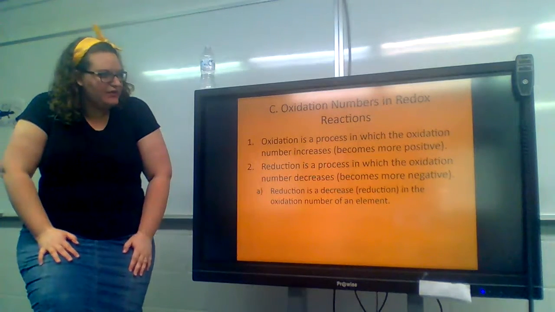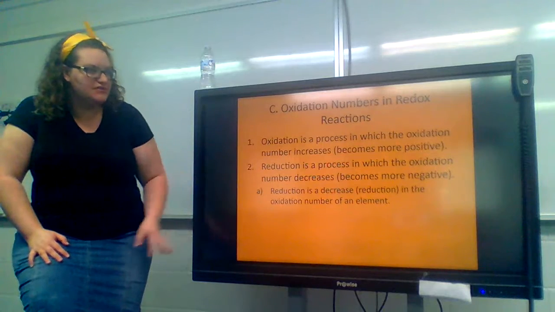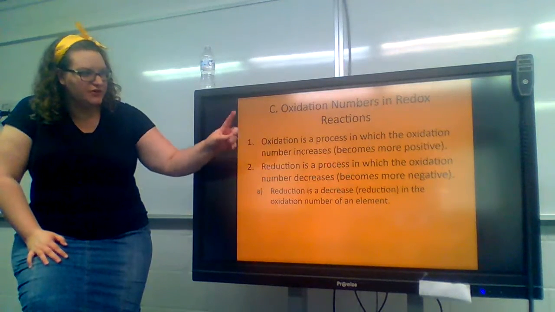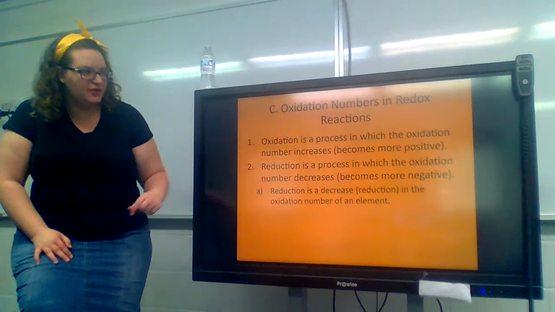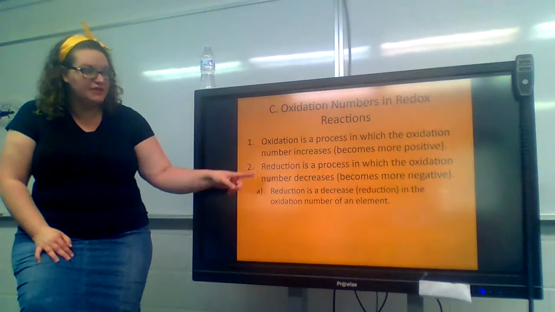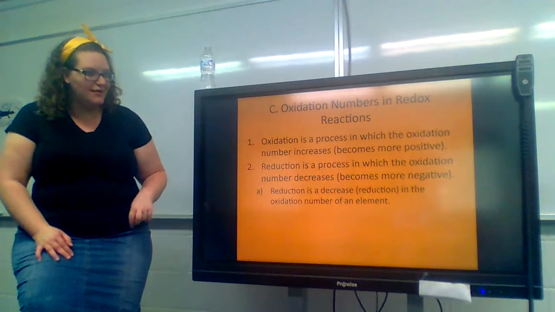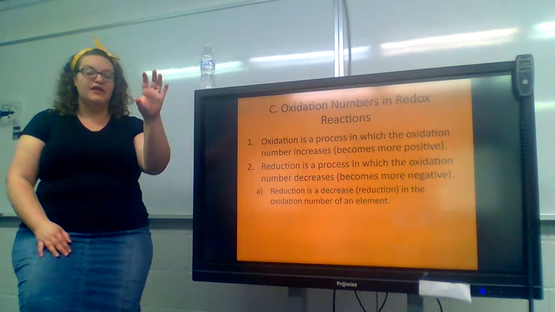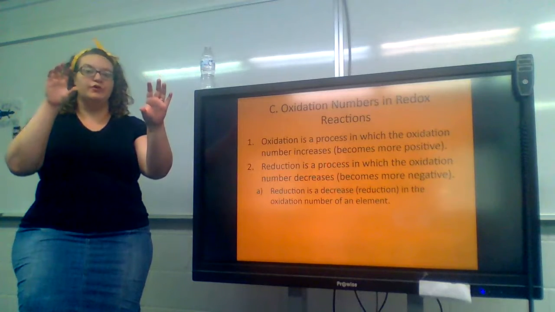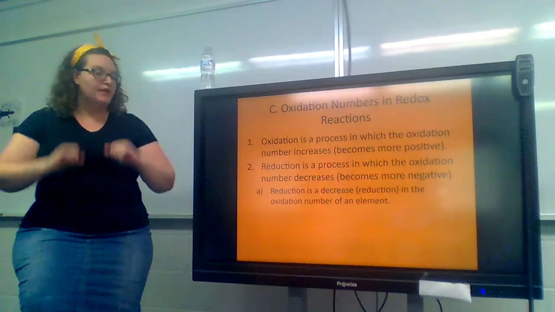So, oxidation numbers in redox reactions. Oxidation is a process in which the oxidation number increases or becomes more positive. Reduction is a process in which the oxidation number decreases or becomes more negative. So in oxidation, you're dealing with more positive. In reduction, you're dealing with more negative.